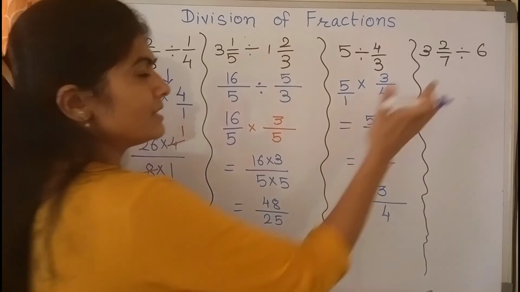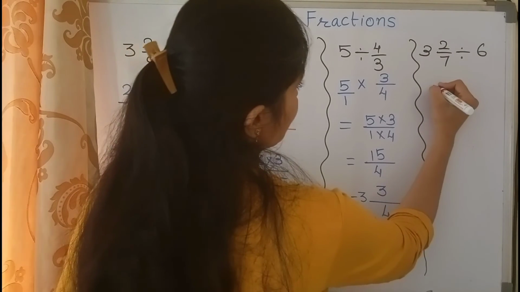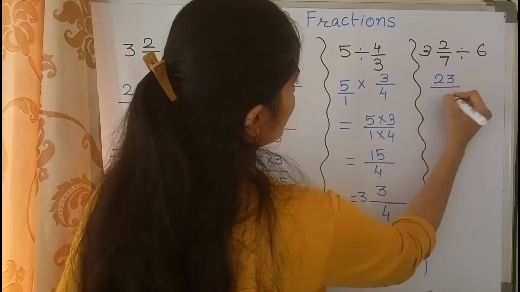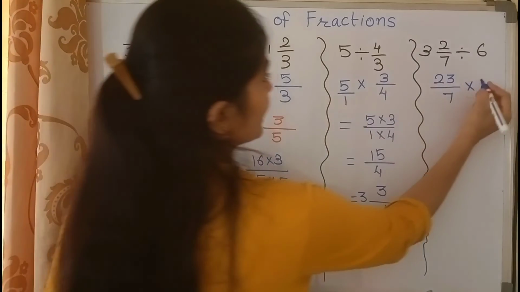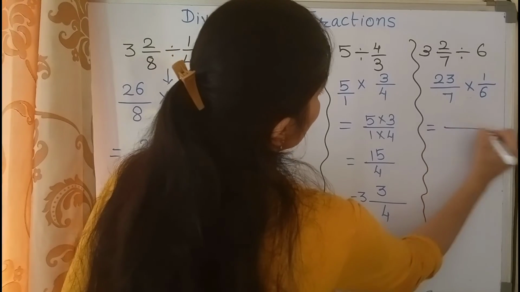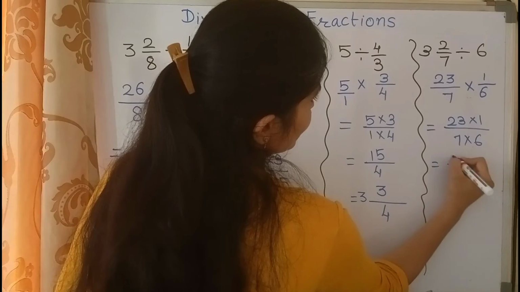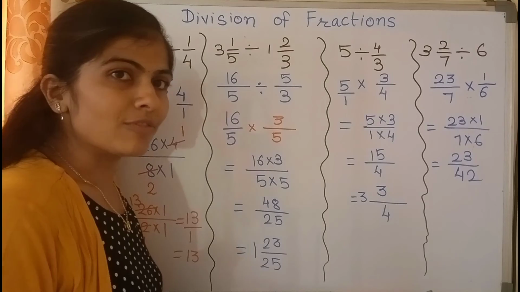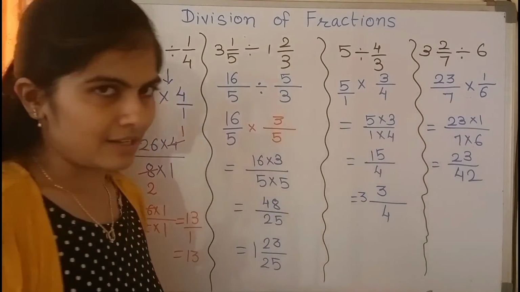Now the last example is a mixed number divided by a whole number. So first convert it into the improper one. 7 3s are 21. 21 plus 2, which is 23 over 7. And I should change the sign of this division, and the next step is I should write the reciprocal. Reciprocal of 6 is 1/6, as I explained. So 23 times 1 over 7 times 6. 23 ones are 23, 7 6s are 42, and this is a proper fraction and they don't have any common factors in them. So this is my final answer.